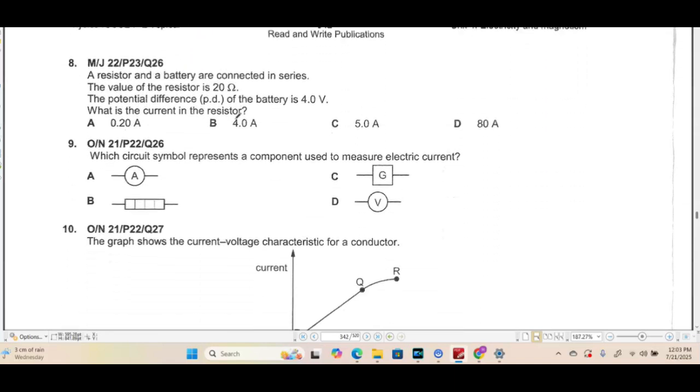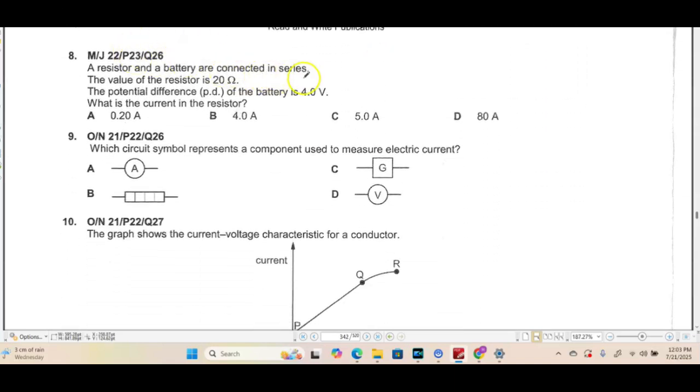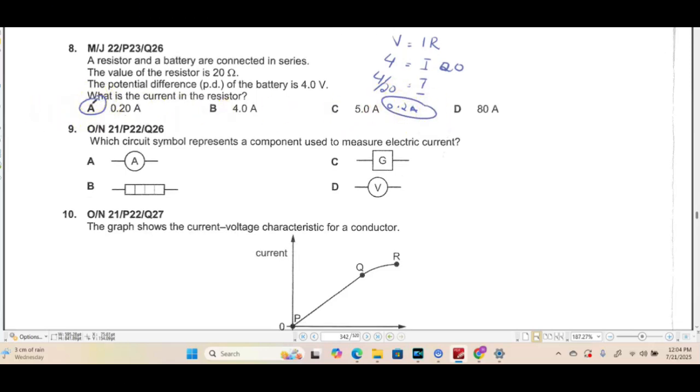Okay. Question number 8. The resistor and battery are connected in series. The value of the resistor is 20 ohms. The potential difference of the battery is 4 volts. What is the current in the resistor? So resistance, potential difference, and current have a relationship, which is V is equal to IR. So V is 4, I we have to find, and R is 20. So 4 over 20 is going to give us our current, which is 0.2 amperes. So A is going to be our correct option.